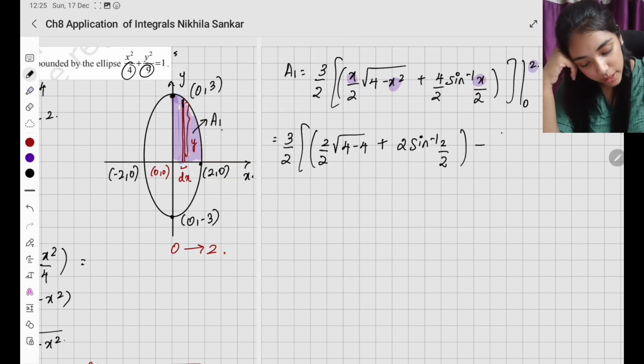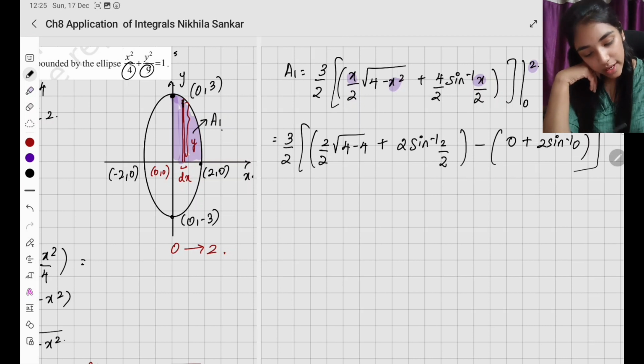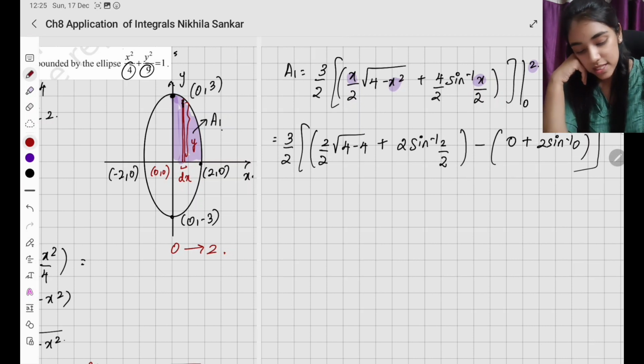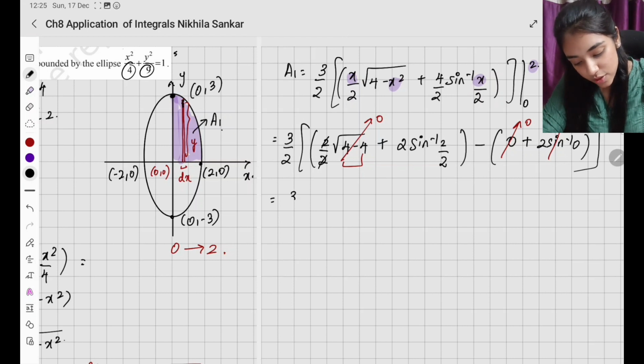Minus lower limit. இப்போ 0 எங்கெல்லாம் இருக்கோ substitute பண்ண போறேன். So I have 0 by 2. So this becomes 0 plus 2 sine inverse of, again, I'm going to have a 0. I'll close the bracket. இப்போ எந்த termலாம் 0 ஆகுது? This becomes 0. This is 0. And this particular term becomes 0, ஏன்னா இங்க 4 minus 4 இருக்குல்ல? So இப்போ என்ன மீதி இருக்கு?